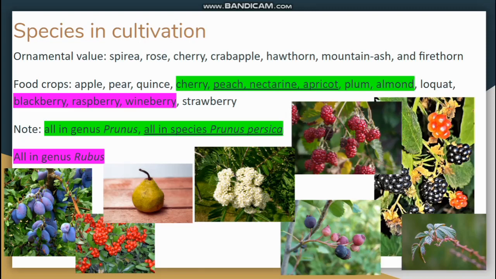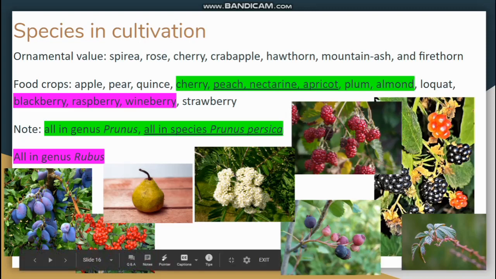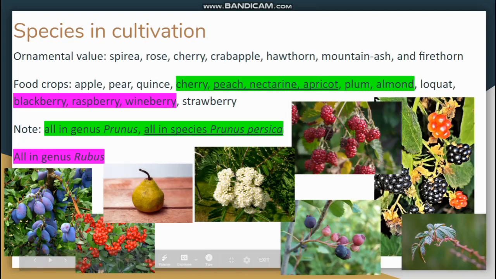Now note, I underlined peach, nectarine, and apricot here because these are all the same species. They're just different breeds of the same species. So Prunus is a very important genus within the Rosaceae. And then we have the genus Rubus, which contains the brambles, which you guys may know as your blackberries and raspberries, as well as a few other related berry species.